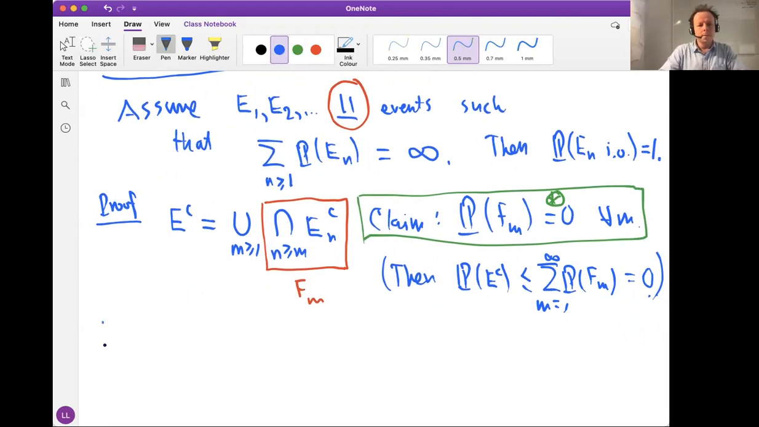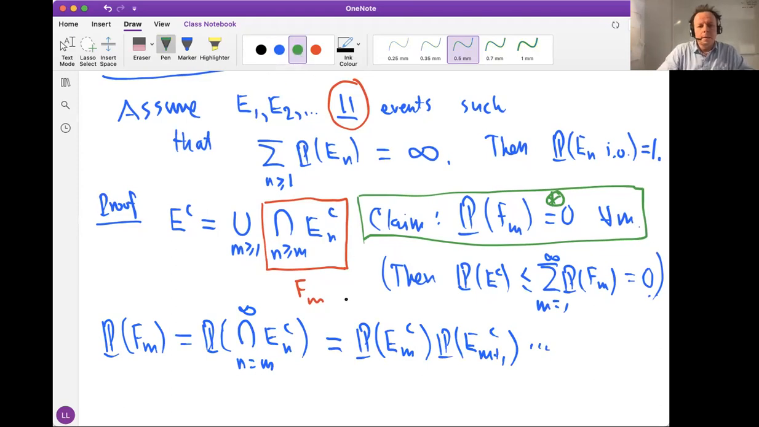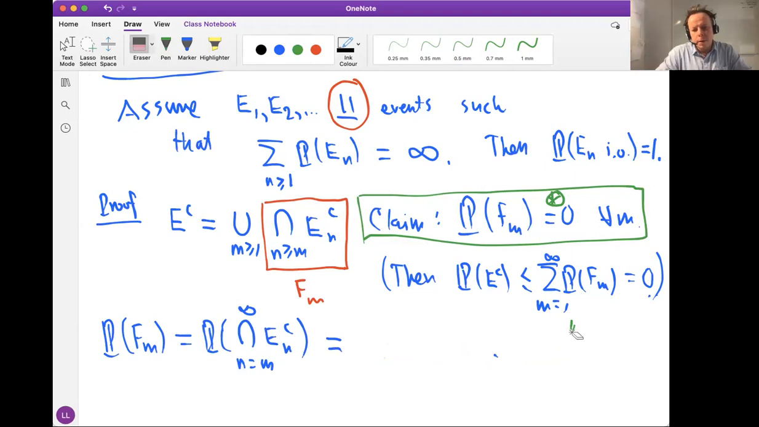So let's look at this. What's the probability of Fm? In a sense, it's the probability of the intersection, N goes from M to infinity, of En complement. Now we are looking at independent events. So in principle, we would like to write the probability of EM complement times the probability of EM plus 1 complement times, up to infinity. But these three dots don't work, because we only defined this independence factorization for finite intersections. So in principle we would like to write this, but we are not allowed to do it. So let's not do what we are not allowed to do.